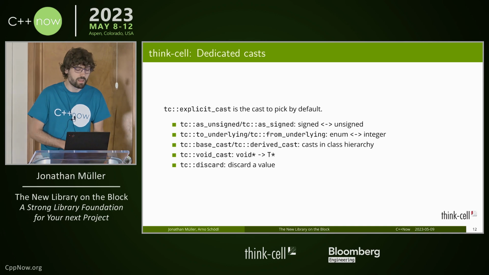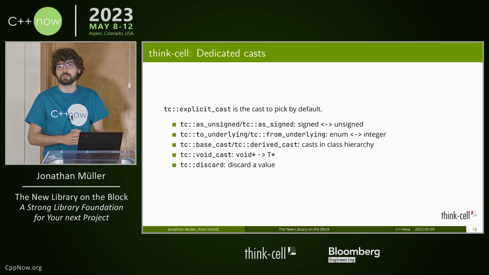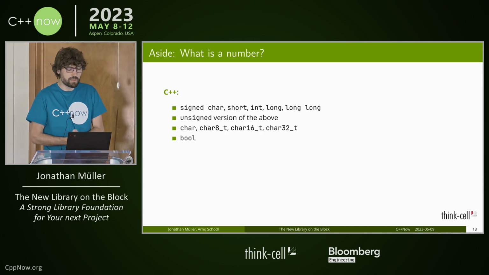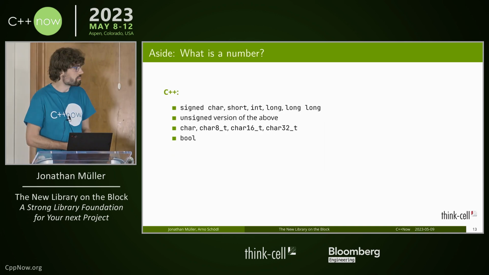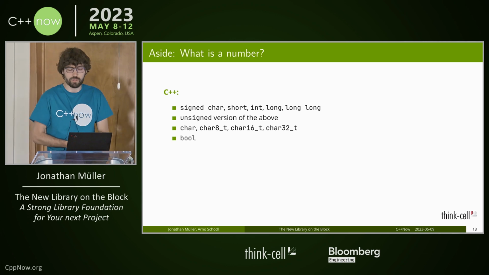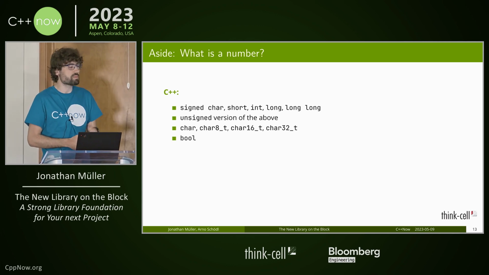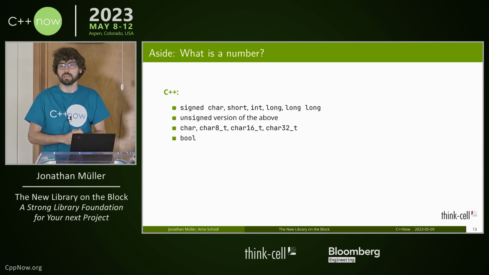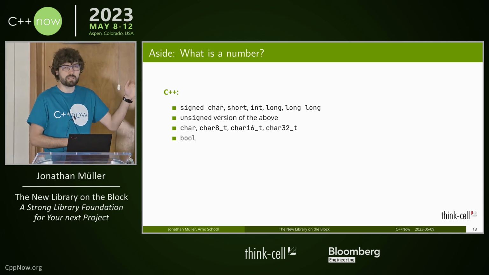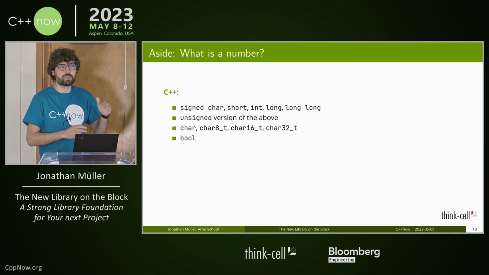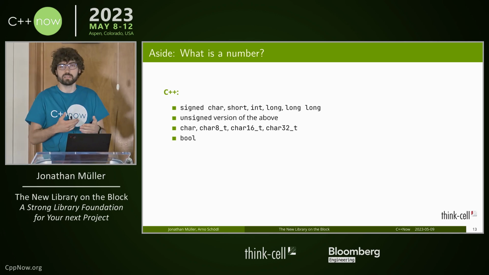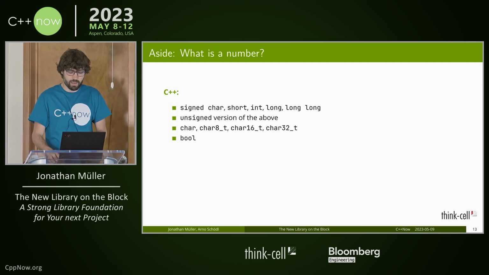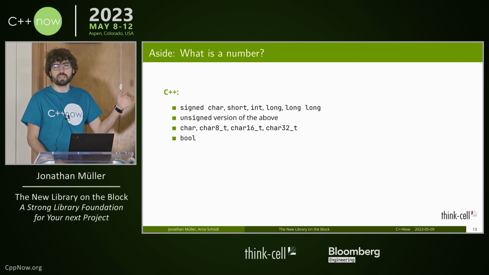So I said that explicit cast can be used to convert between numbers, but what actually is a number? Well, in C++, we've got integers. The signed integers, the unsigned version of those, the character types, which are considered integers. Note that char and unsigned char and signed char are three distinct types. So signed char is a signed integer, unsigned char is an unsigned integer, and char is either signed or unsigned, but still a distinct type. And finally, bool is also considered an integer. Especially the last one doesn't really make sense, right?